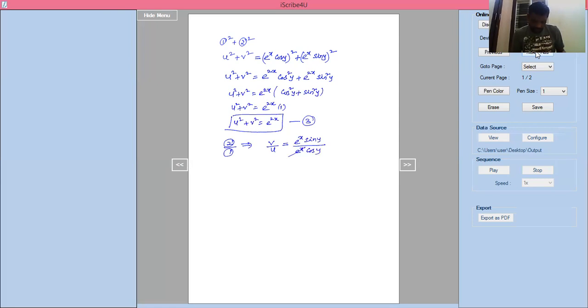E power x cancelled. Now v by u equal to sin y by cos y, which is nothing but tan y. V by u equal to tan y I can write. This I'll write as equation number 4. V by u equal to tan y, equation number 4.